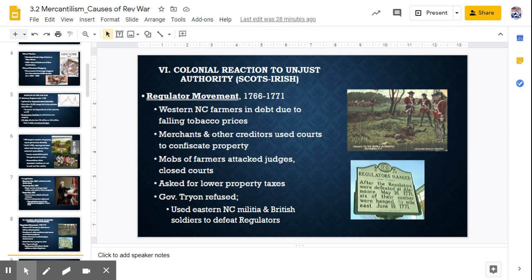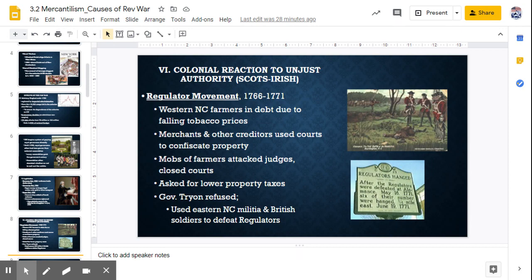Well, merchants need to be paid. This is the way business works. If somebody owes you money and you can't get it from them, you often go to court. And that's what people did back in the 1760s. And the courts usually would just order a confiscation of property. And that might mean the furniture in your house. It could also mean your livestock. It could also mean the actual land you're farming to feed your family and provide for its financial well-being.